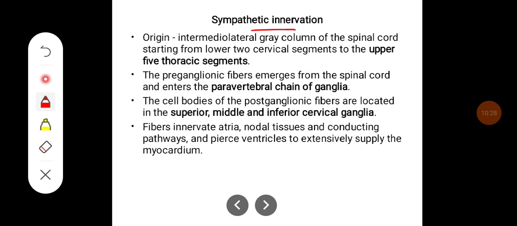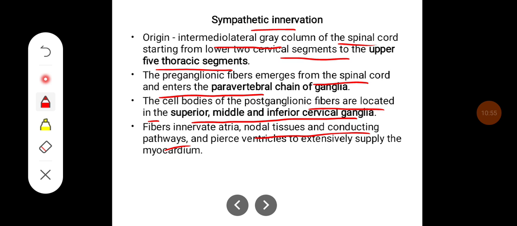Sympathetic innervation. It originates from the intermediolateral gray column of the spinal cord, starting from the lower 2 cervical segments to the upper 5 thoracic segments. The preganglionic fibers emerge from the spinal cord, then enter the paravertebral chain of ganglia. The cell bodies of postganglionic fibers are located in the superior, middle, and inferior cervical ganglia. The fibers innervate atria, nodal tissues, and conducting pathways, and pierce ventricles to extensively supply the myocardium.